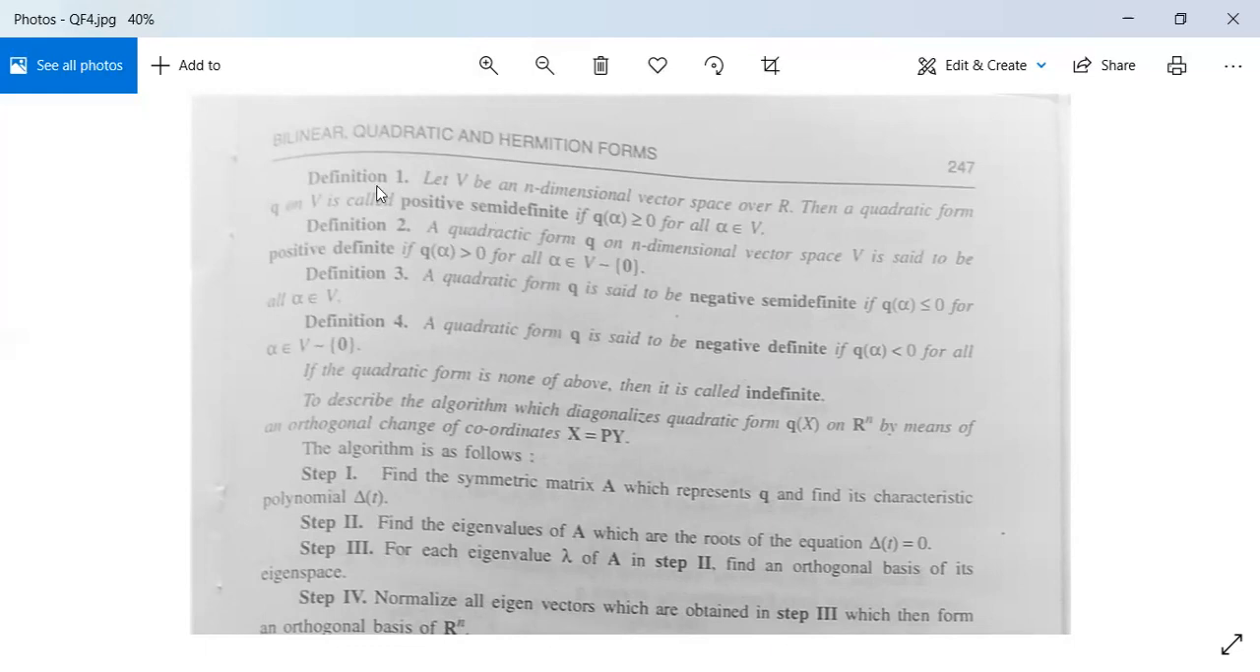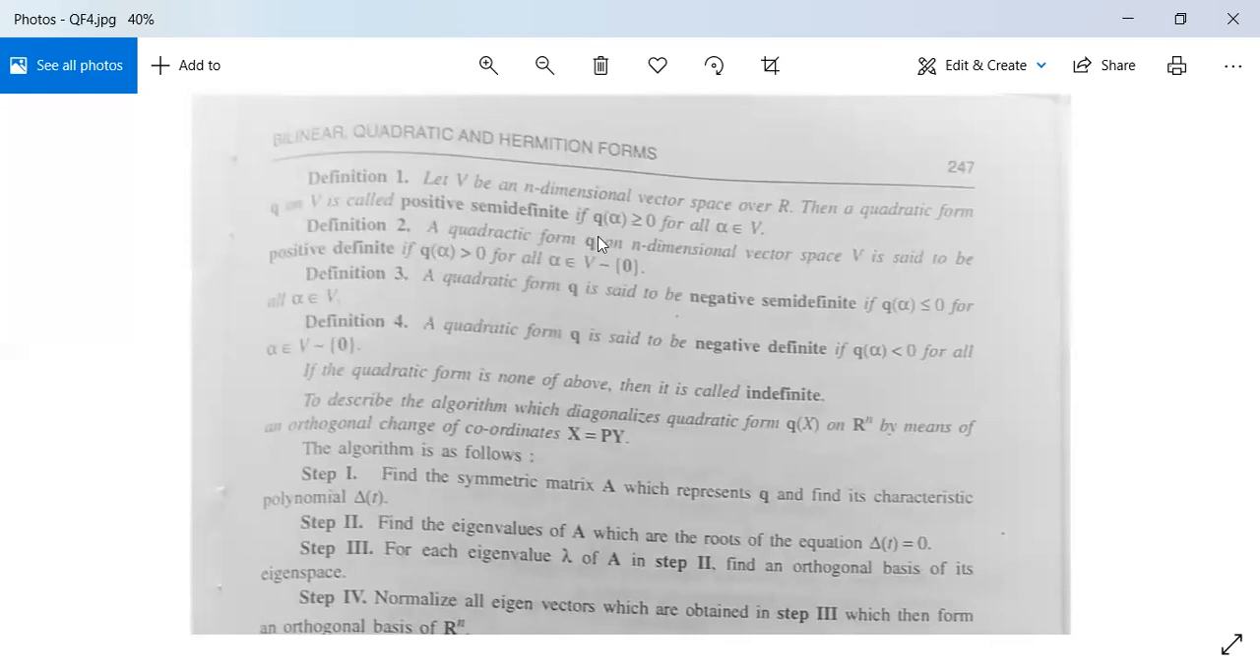Maybe this may be asked here. See the definition one. Let V be an n-dimensional vector space over R. Then a quadratic form Q on V is called positive semi-definite if Q alpha is greater than or equal to 0 for all alpha in V. Since equality is there also, that is why semi-definite.